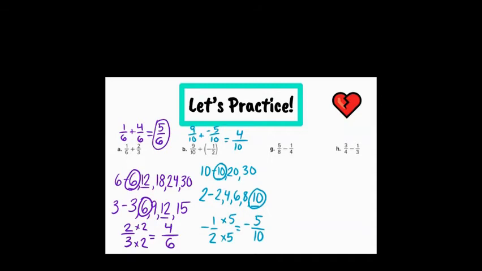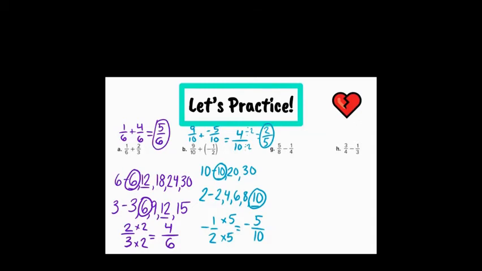We can simplify this fraction by dividing both the top and the bottom by 2. 4 divided by 2 is 2. 10 divided by 2 is 5. The answer for letter B is 2/5. Let's try letter G, 5/8 minus 1/4.